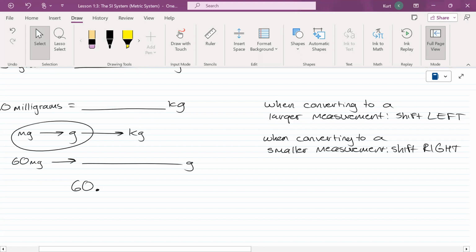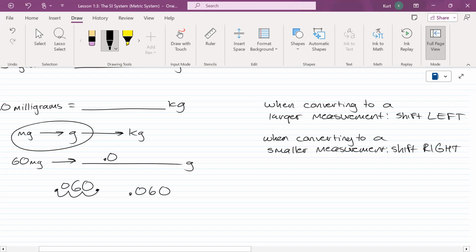You are converting to a larger measurement. You're going from milligram to gram. That's why we're going left. Now, why are we shifting 3 spaces? Why 1,000? Where did you get 1,000 from? A milligram is 1,000 times smaller than a gram. There are 3 zeros in 1,000. So 1, 2, 3.